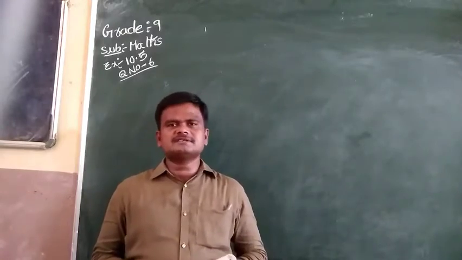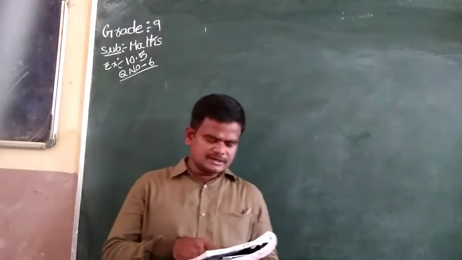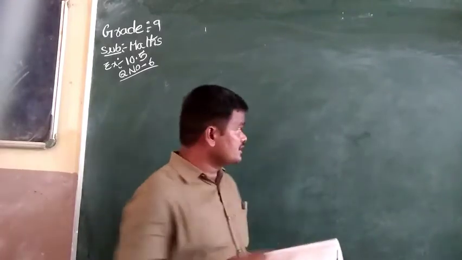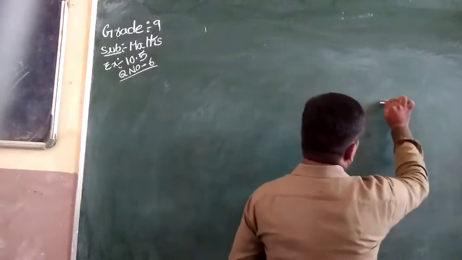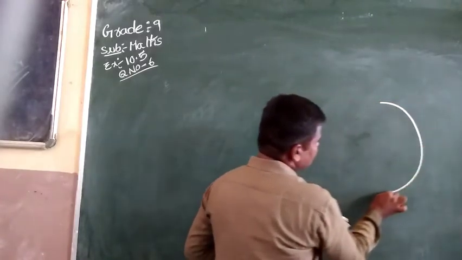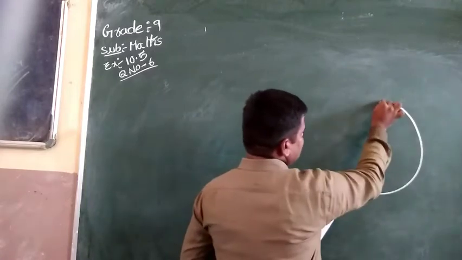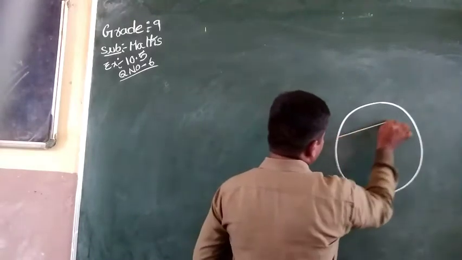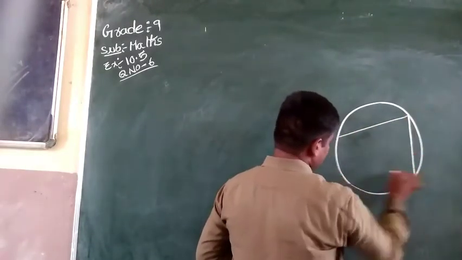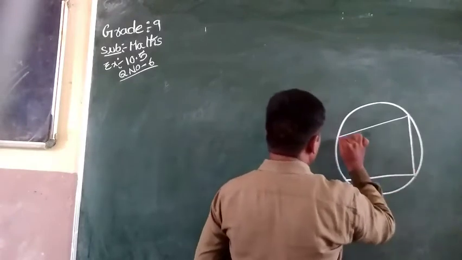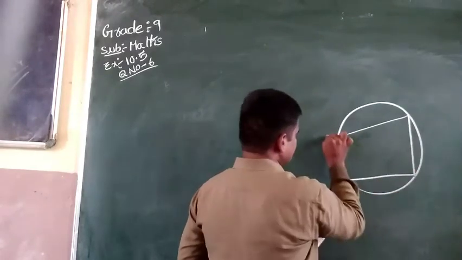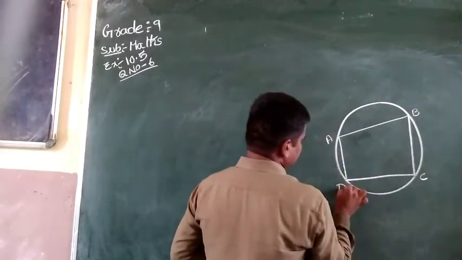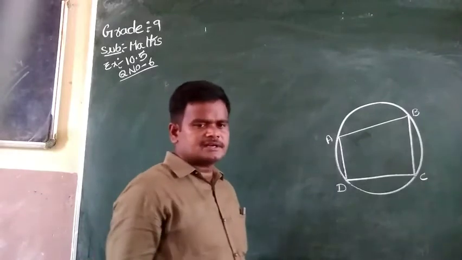So ABCD is a cyclic quadrilateral. First read the problem carefully. Here cyclic quadrilateral means a quadrilateral all of whose vertices lie on the circle. So this is the ABCD, a cyclic quadrilateral.